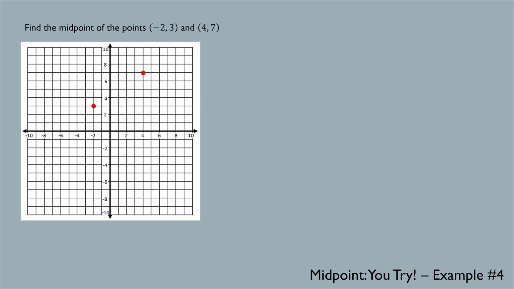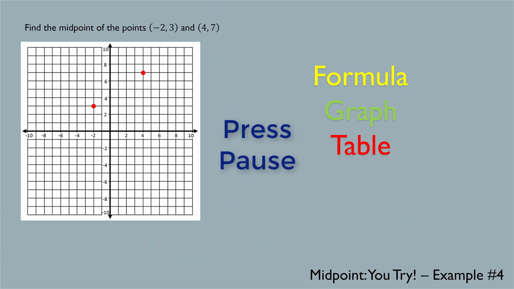Okay, here's the problem. You try this one. Find the midpoint. So I've given you the points negative 2, comma 3, and 4, comma 7. You can use the formula, you could utilize the graph that's there, or you could create a table. But go ahead, hit pause, and try this on your own. I'll come back with the answer.